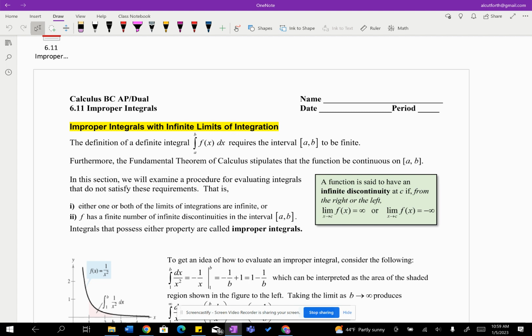And then the other rule was that the limits themselves had to be nice numbers. They were not allowed to be infinity.